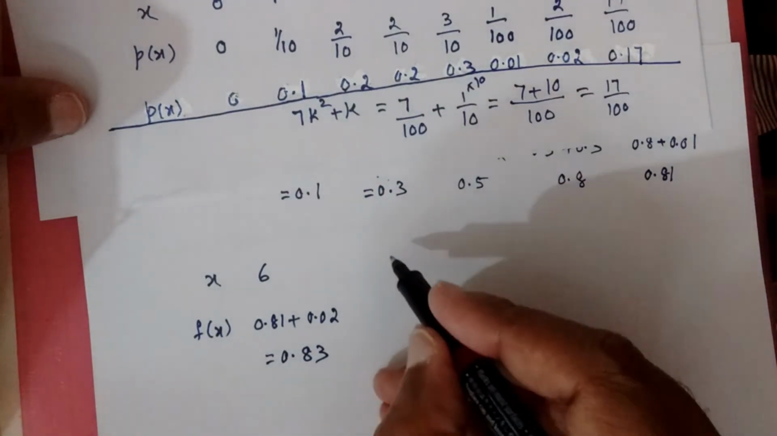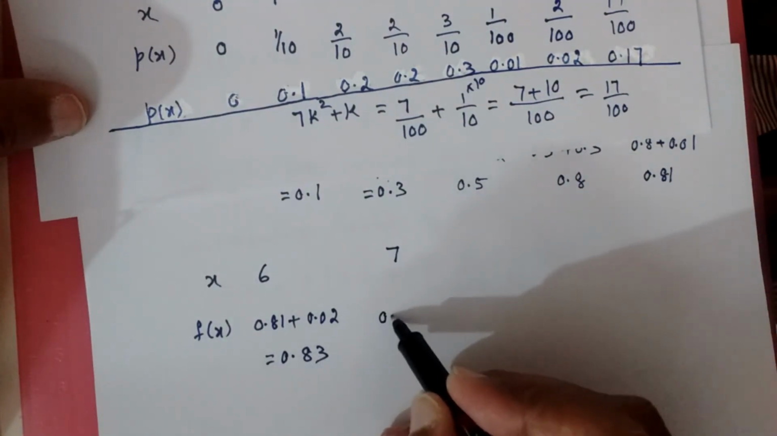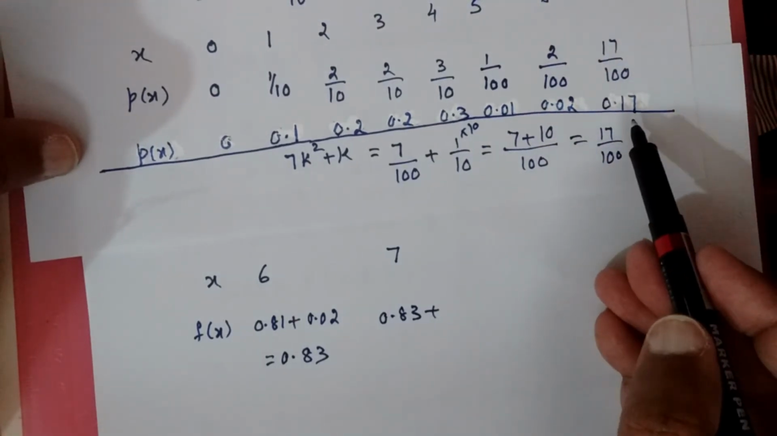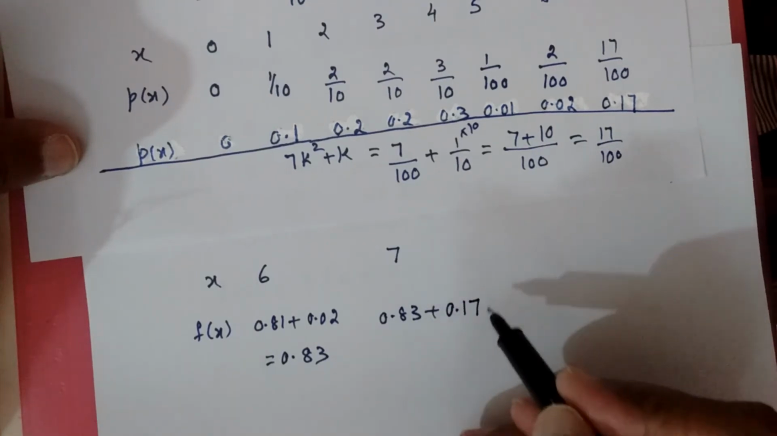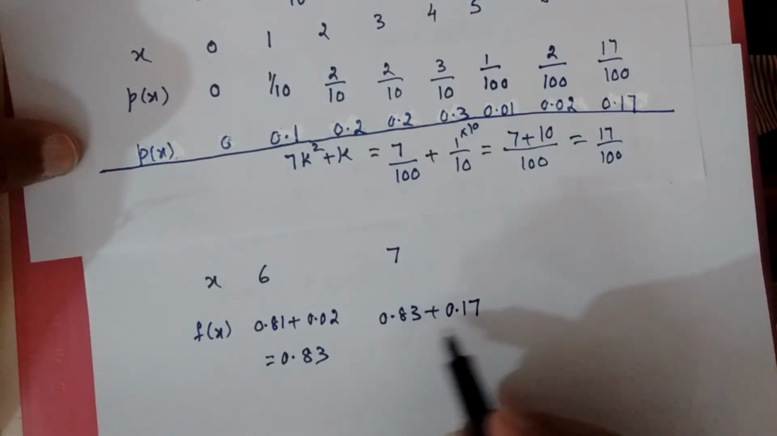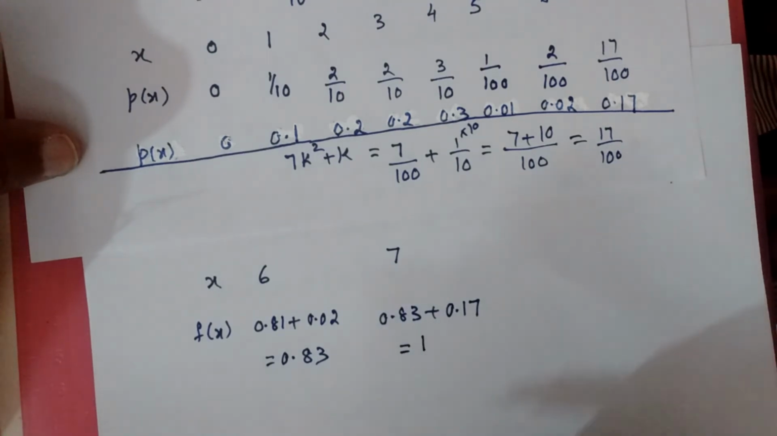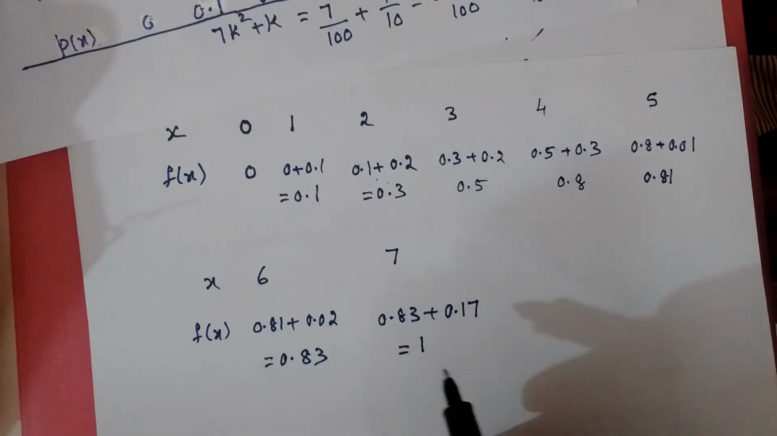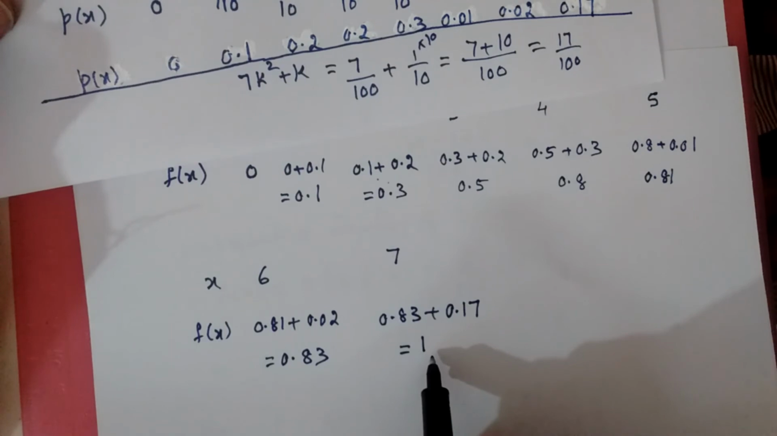The next value is for 7. So the previous sum is 0.83, plus the present value is 0.17. So if you try to add it, 0.83 plus 0.17, it comes out to be 1. Alright. So the summation of p of x, we know it's 1. So the final value we got is 1 over here.